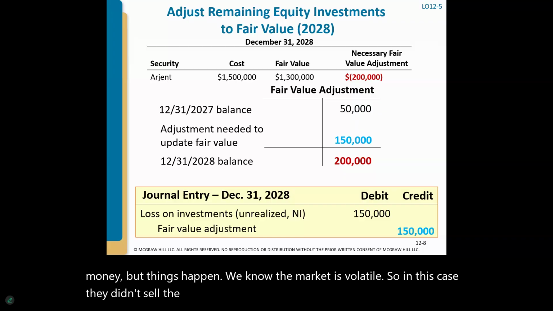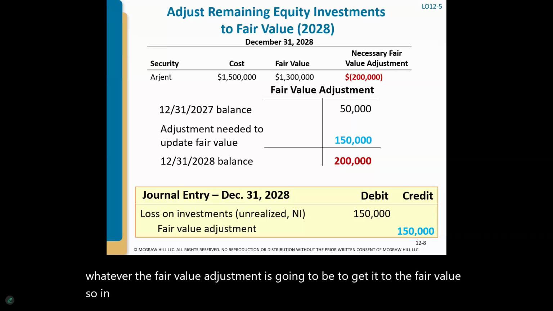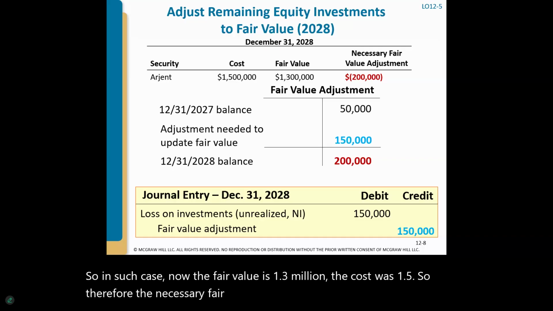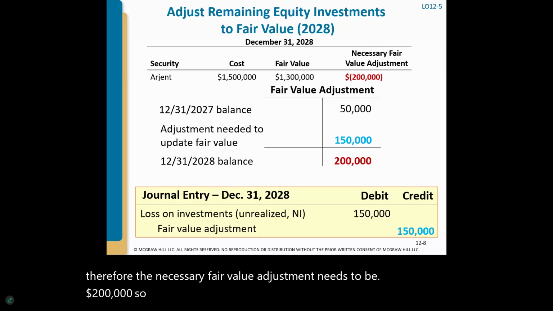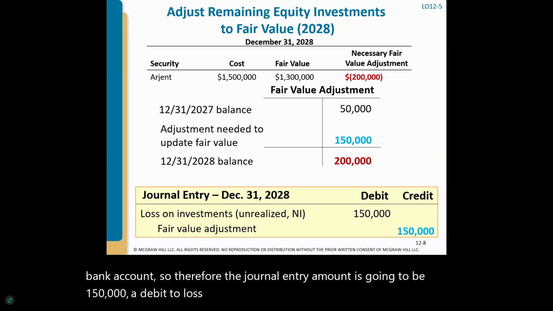They would just keep reporting and recording whatever the fair value adjustment is going to be to get it to the fair value. So in such case, now the fair value is 1.3 million. The cost was 1.5, so therefore the necessary fair value adjustment needs to be $200,000. So therefore, we need 200,000. We already have 50,000 in the bank account, so therefore the journal entry amount is going to be 150,000, a debit to loss on investments and a credit to the fair value adjustment.